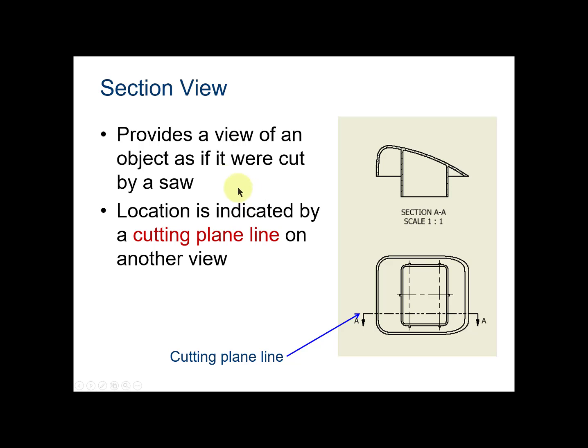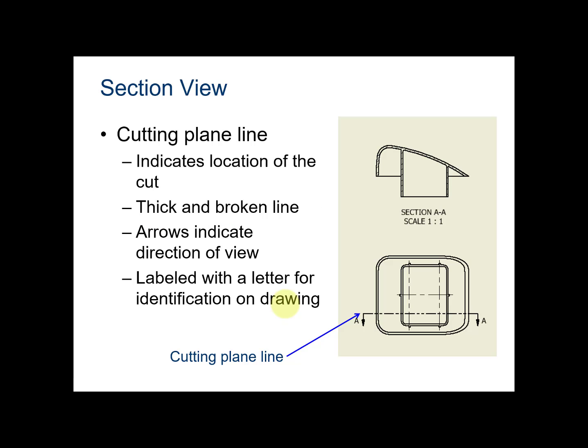So recall that we made a windshield, and here it is on the right. Let's see what it says here on the bullets. The section view provides a view of an object as if it were cut by a saw. Location is indicated by a cutting plane line on another view. For example, this appears like it could be the bottom view of our Automobilex windshield, and this symbol here defines the cutting plane. So we've cut it right through there in a direction that's out of the paper into the paper.